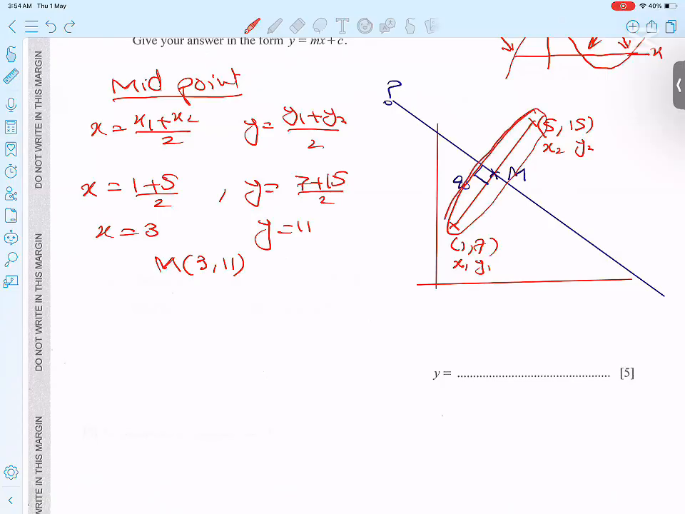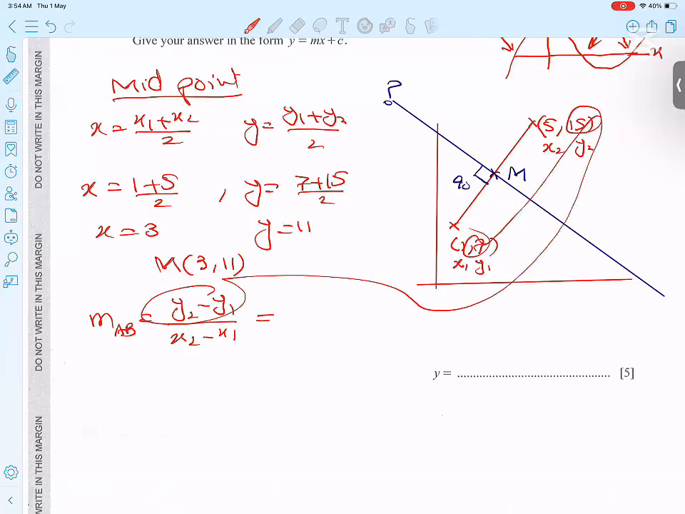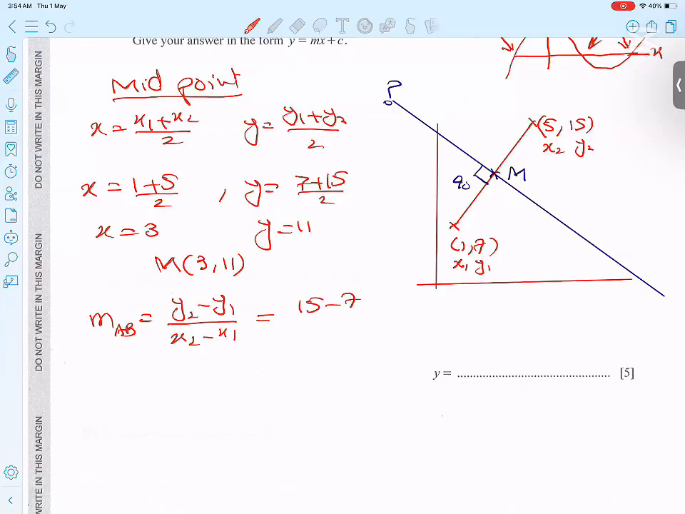First find the red line gradient of AB, and that is not a hard job for us. The gradient of the AB line, the formula you know, is y2 minus y1 over x2 minus x1. So 15 minus 7, over 5 minus 1. Here I got 8, here I got 4, and I got 2. So the gradient is 2, but make sure that when two lines are perpendicular, their gradients are negative reciprocals.